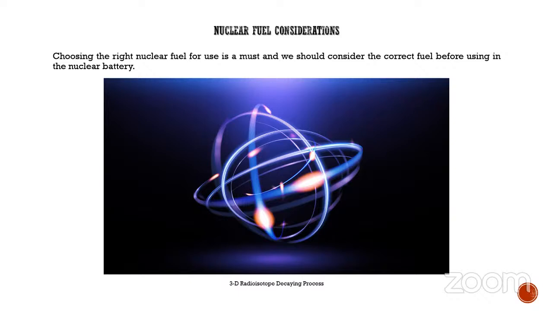So, we should avoid the gamma emissions in the chain decay. They are really harmful radiations for living beings and the environment. Gamma radiation passes through any material and needs high lead shielding. Lead is used as a shielding material for gamma radiation, and it needs a lot of it to stop the radiation, which makes the nuclear battery really heavy.